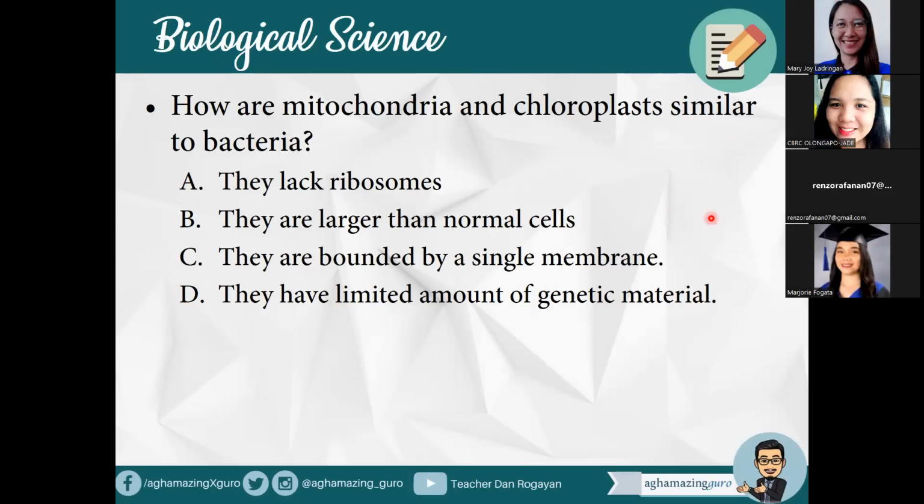So basically, what is the answer? Of course, they have limited amount of genetic material. Sir, wait lang. Do mitochondria and chloroplasts have genetic material? Kasi sabi natin kanina, remember that they are once prokaryotes that are engulfed in the eukaryote. So basically, they have limited material. We call it the mitochondrial DNA and the chloroplast DNA.